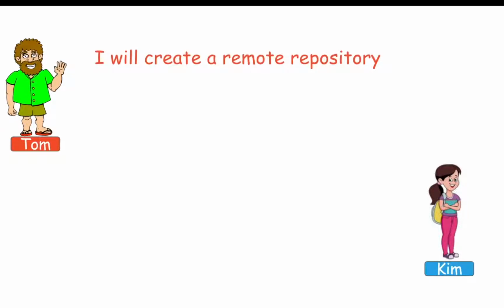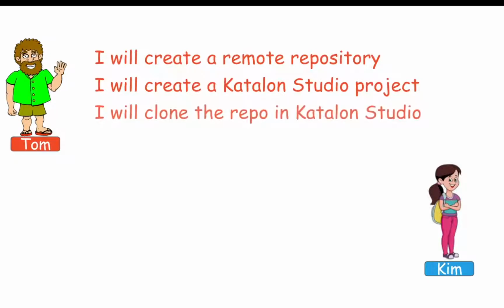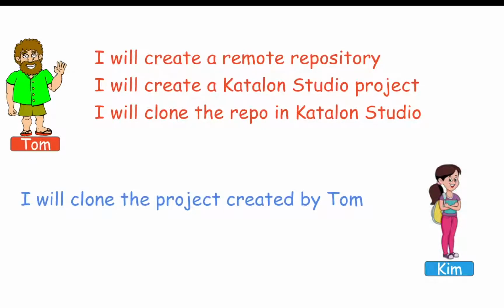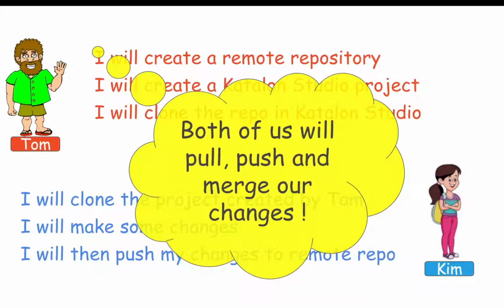In this session Tom is going to create a remote repository, and then he will create a Katalon Studio project, and then he will clone the repository into Katalon Studio. And then Kim is going to clone the project created by Tom. She will make some changes, and then finally she will push the changes to the repository, and both of them will merge their changes.